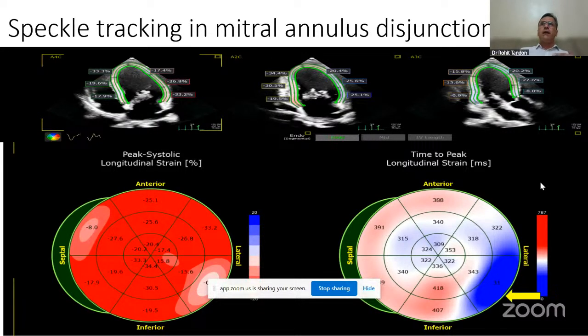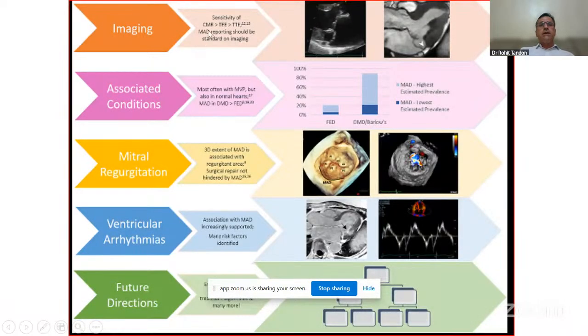Many modalities have to be incorporated in the further evaluation of these patients, such as tissue Doppler, speckle tracking, and 3D echo. All are really helpful in deciding upon the best management of these cases. Overall, the imaging sensitivity of CMR is more than transesophageal echo and more than transthoracic. Mitral annular disjunction, as we discussed, should be reported in a standard format. Associated conditions with MVP should also be reported, like mitral annular disjunction being more common in degenerative mitral valve than in fibroelastic deficiency, which is found in adult patients above 70 years.